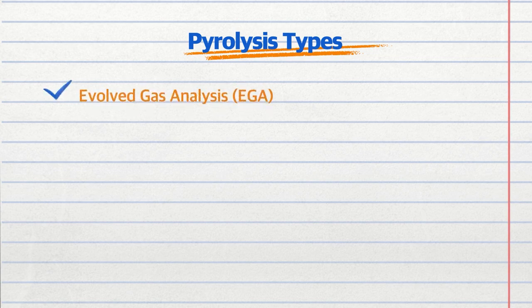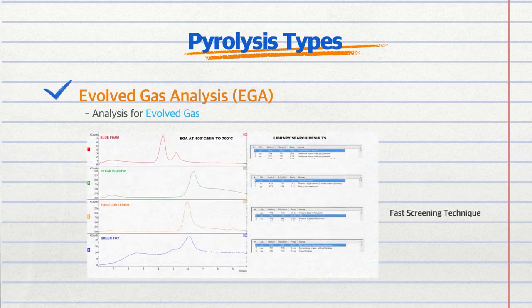The EGA, evolved gas analysis, is also known as a fast screening technique by gradually heating the sample. This is to identify the temperature range for the desired components.